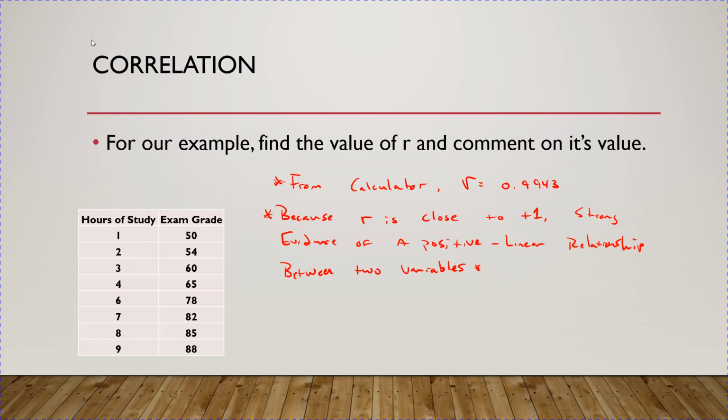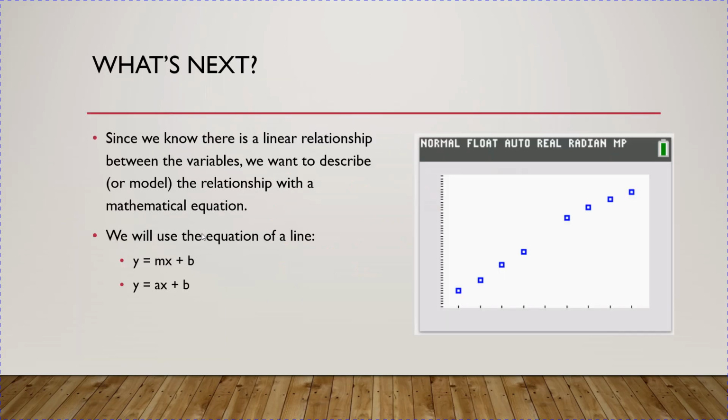In the previous lecture, we looked at correlation, and we saw that these two variables were highly correlated. Because the R value was close to +1, it means there's a strong positive linear relationship between the two variables. So we've talked about the relationship. Now in regression, what's next? Since we know there is a linear relationship between the variables, here are our variables: X is the hours of study, and Y is the exam score.